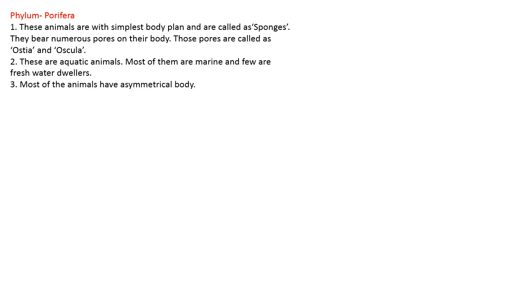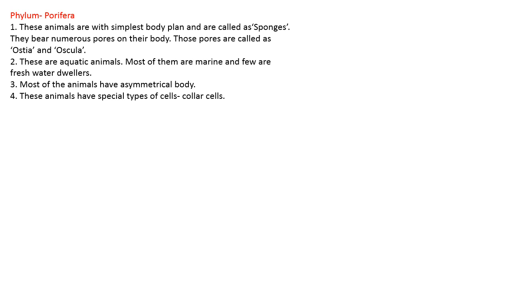Most of the animals have an asymmetrical body. As we have seen in the earlier video, Porifera will have an asymmetrical body. Asymmetrical means, as we know, the body will not have a particular fixed structure. It will be of irregular shape.